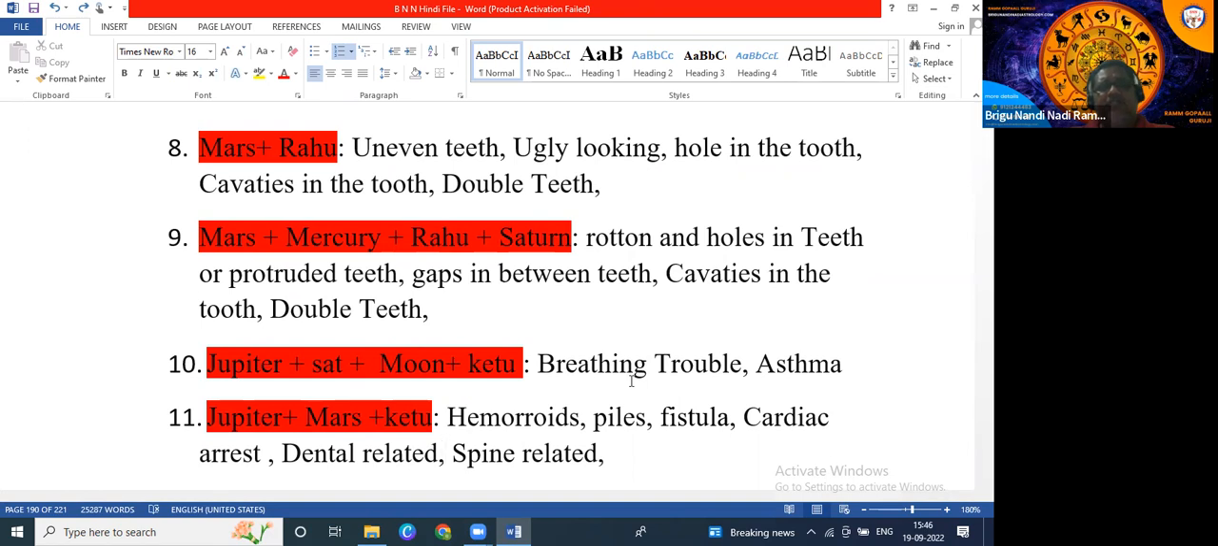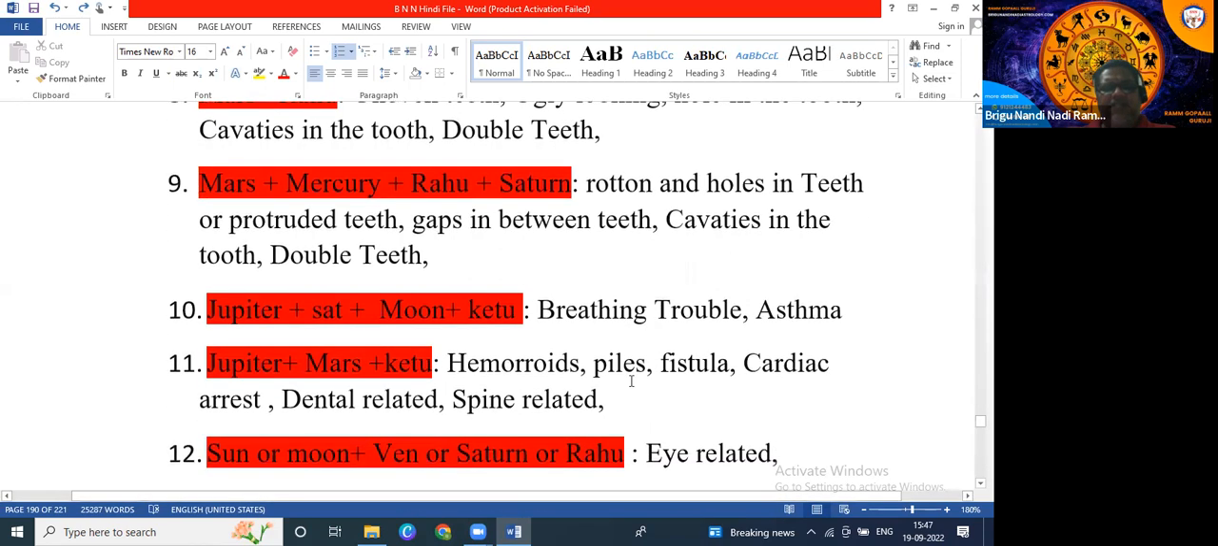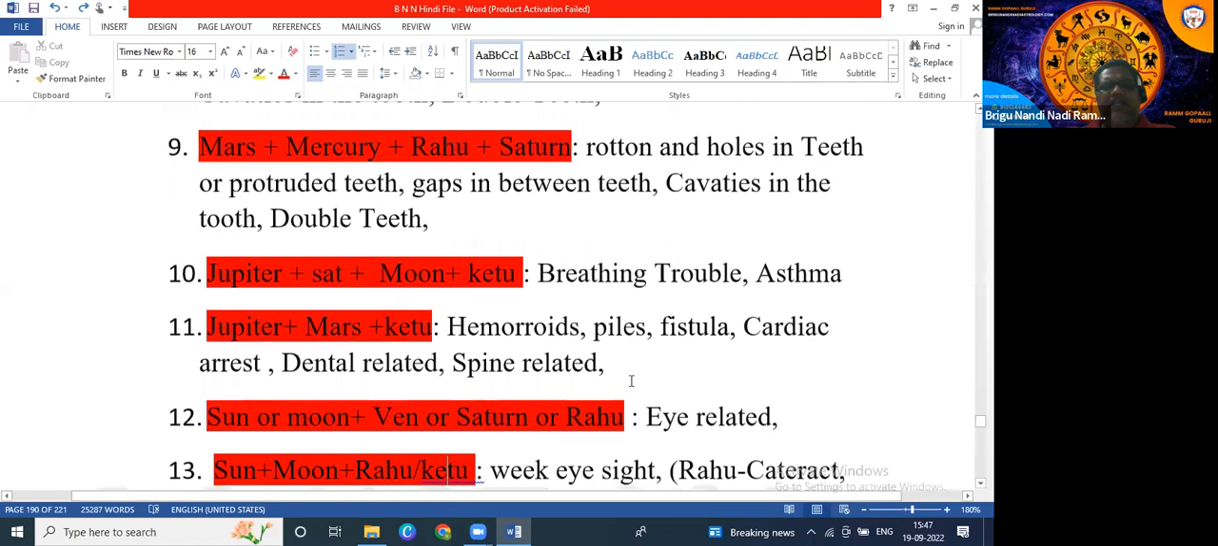So Ketu is closing the valves of the heart. Ketu generally closes the valves of the heart so that blood cannot function. So the native will get heart attack, cardiac arrest. So Jupiter is the native here. Only Jupiter is the native. Jupiter is with Mars, Ketu, the native will get this problem.